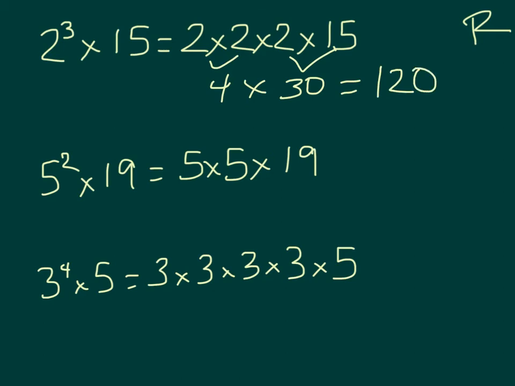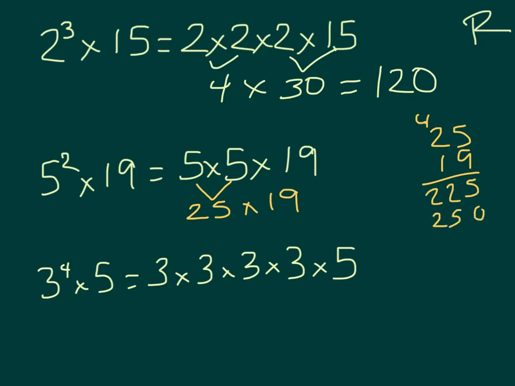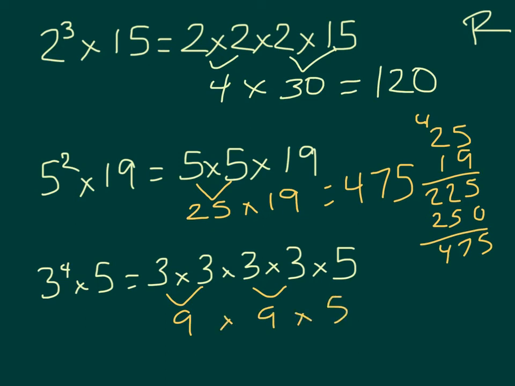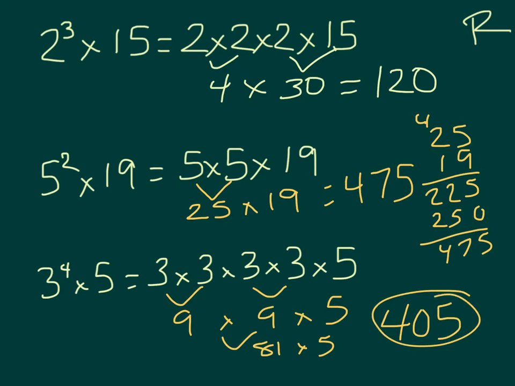The next one is going to be a little bit harder because we're going to have to actually do some multiplication. I have 25 times 19. So I'm going to take 25 times 19, and we get 475. Here, I have 3 times 3 is 9, 3 times 3 is 9, so we have 9 times 9 times 5. So we're going to take this 81 times 5, which gives us a total of 405. And 4, 5, and 6, I think you can figure out on your own.